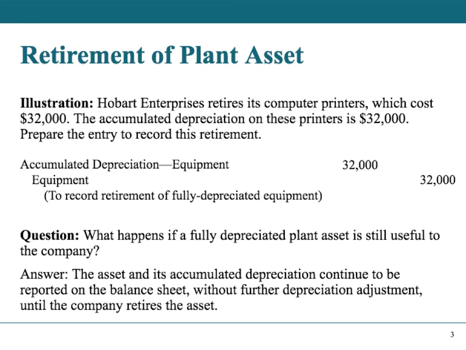Let's take a look with an actual example. Hubbard Enterprise retires its computer printers, which cost $32,000. Accumulated depreciation of this printer is $32,000. We assume it is up to date. So usually you will see lots of dates in here. When it was discarded, when was the last time you did the depreciation journal entry, so you can figure out, do you need to do one extra journal entry or not. And it looks like it's a fully depreciated asset. How do I know that? Well, you can see that cost was fully allocated on depreciation. So book value at this time is 0.